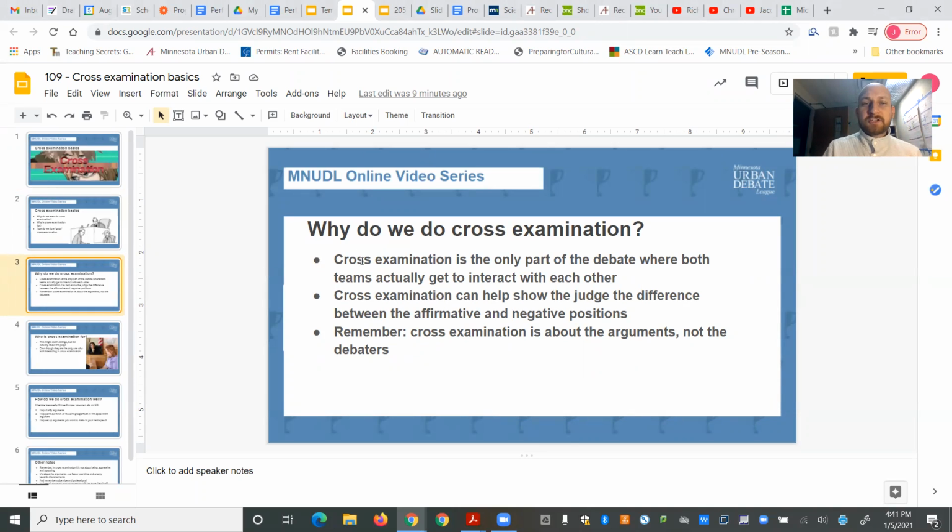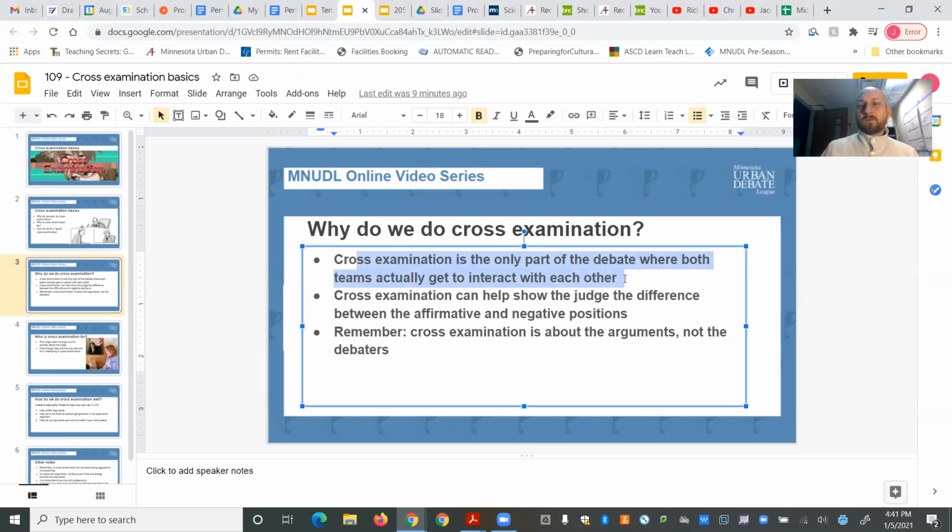Well, cross-examination is the only part of the debate where both teams actually get to interact with each other. So instead of being like a robot who just plans ahead, gets all your arguments ready, and reads everything through every debate, we have this period where it's a little more dynamic and chaotic, and teams can ask each other questions to help expose flaws or set up arguments, things like that.